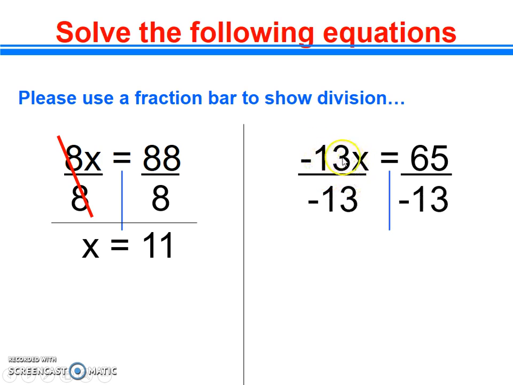Okay, so always divide by the exact same number that you see as the coefficient in front of the variable. So in this case, it's negative. Negative 13 divided by negative 13 becomes positive 1, so that leaves me with just 1x. And on the other side, 65 divided by negative 13 gives me negative 5.